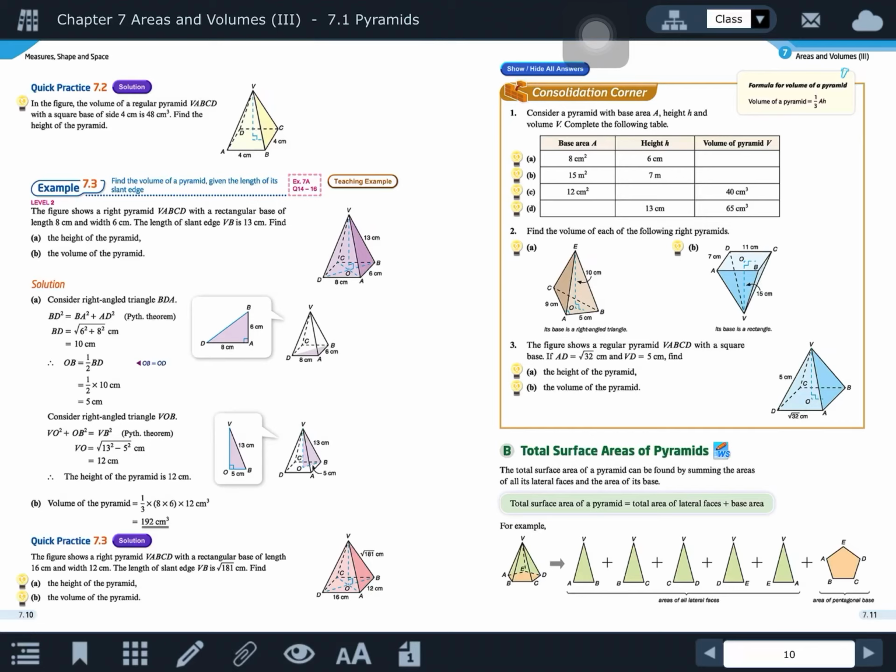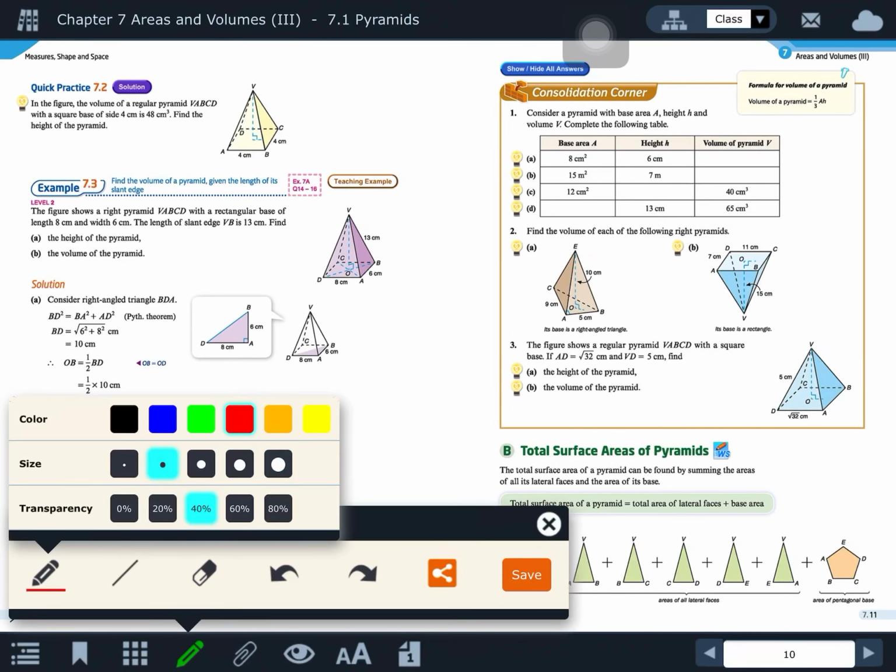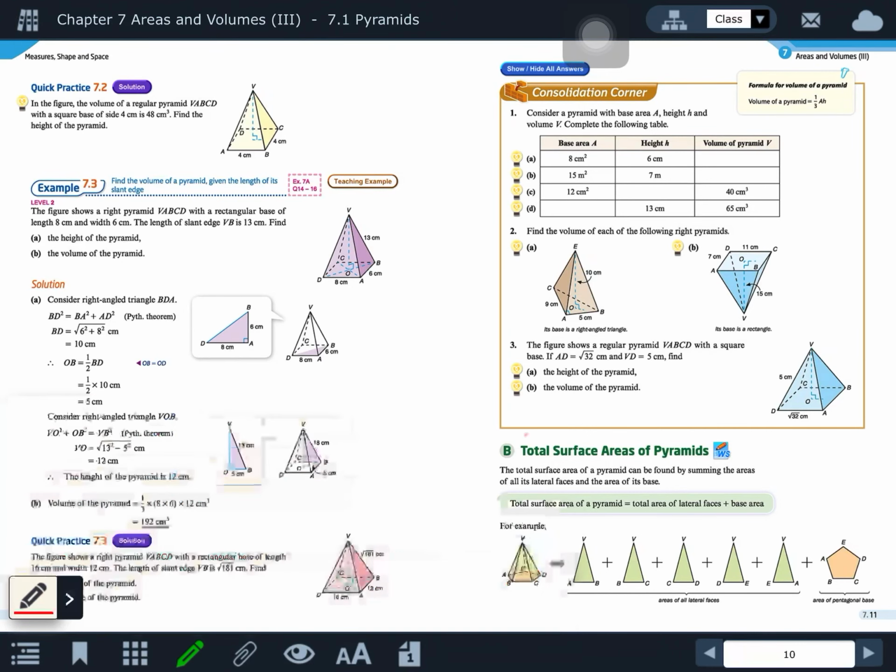Second video, which is the 7.1b for the topics. Okay, now I switch to using another kind of video taking. So let's see if this is more clear by using the ebook. Okay, so this part we're talking about the total surface area.